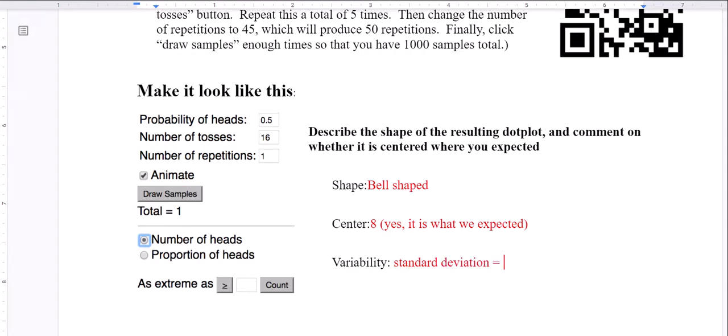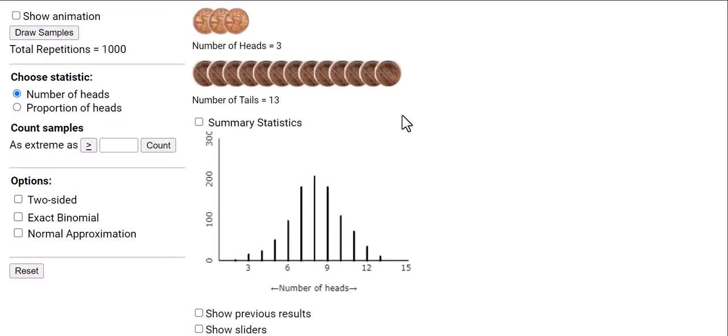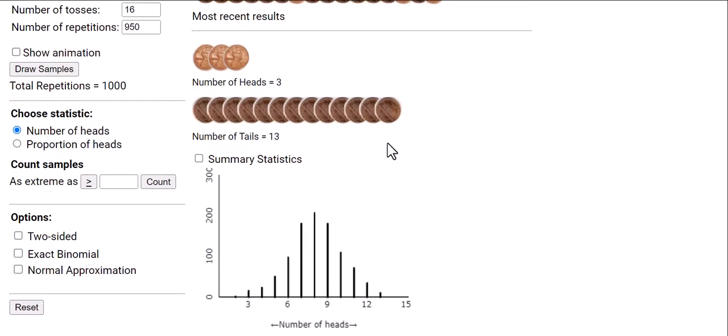Let's go back to the applet. So here is our dot plot, and it appears to be centered at 8, but how do I make sure? Notice this box right above the dot plot that says summary statistics. Go ahead and click on that. It says summary statistics, and notice that the mean is 8.088. So that is very close to 8, where we assumed it was going to be.